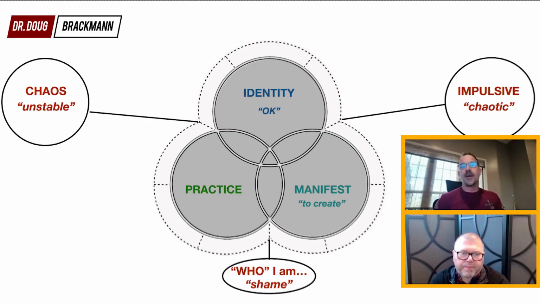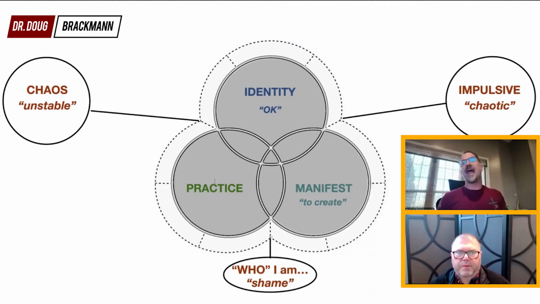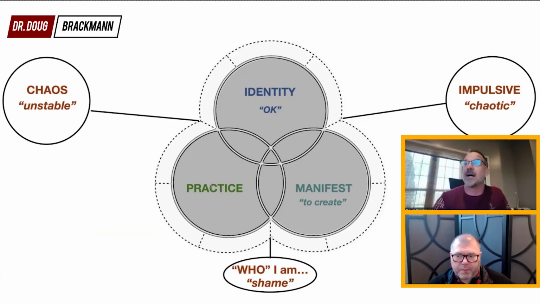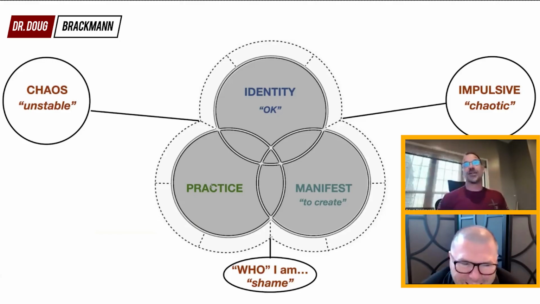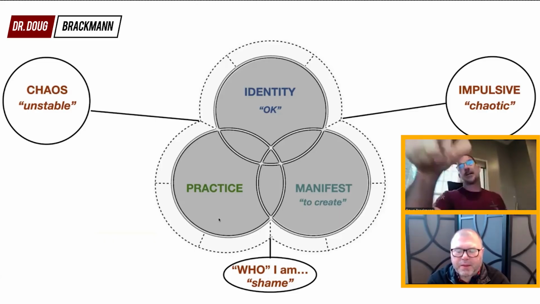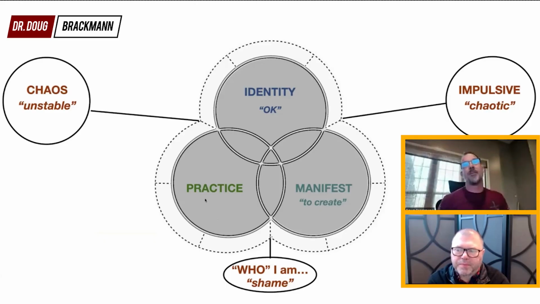Our practices, our behaviors, our routines in this world are largely chaotic. And what we're creating is a bunch of chaos. And so our identities, this circle, and here's what we're pooping out, is this big identity issue of shame. Because of our practices and what we're creating, what we poop out there is chaos and unstable.